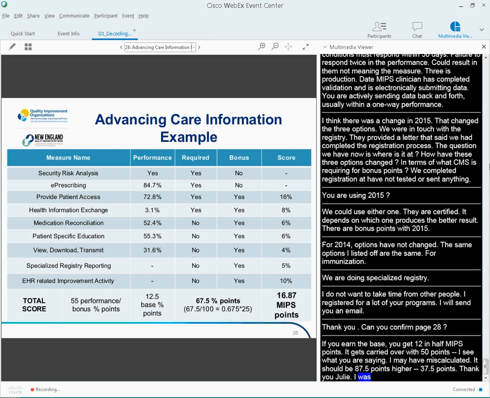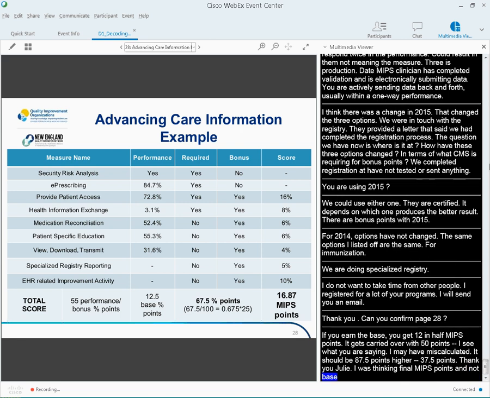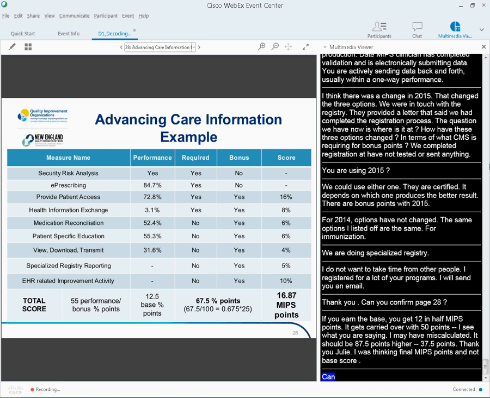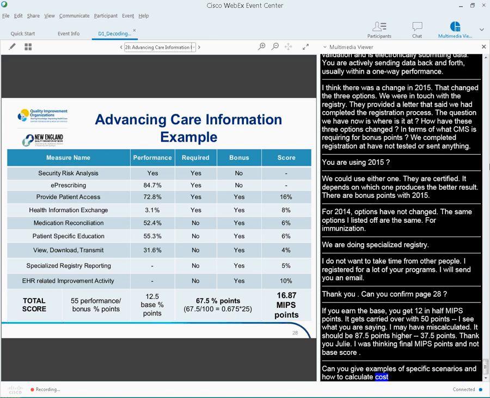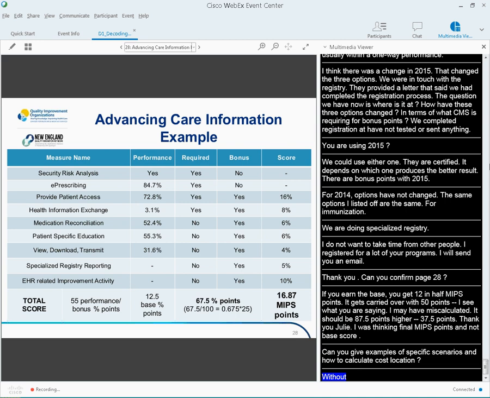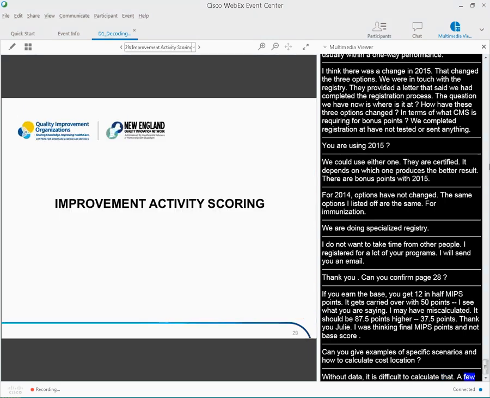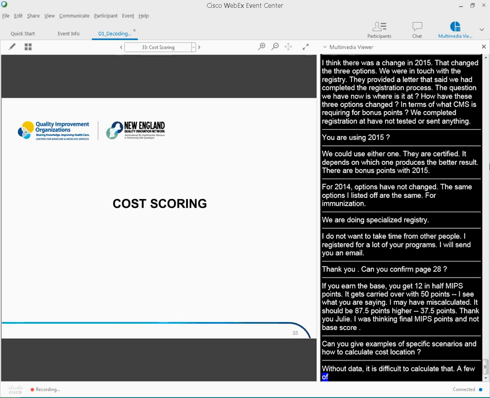Can you give any examples of specific scenarios on how to calculate costs for patients? Brooke, that's a great question. Without data, it's really difficult to calculate that. So not at this time, but if you have specific data, we can try to work through that with you. You're more than welcome to email me. Sorry, my screen's frozen up.